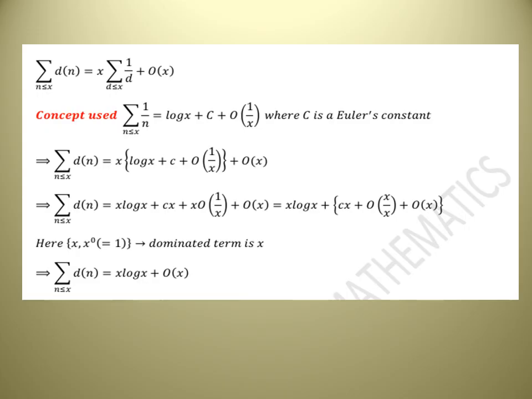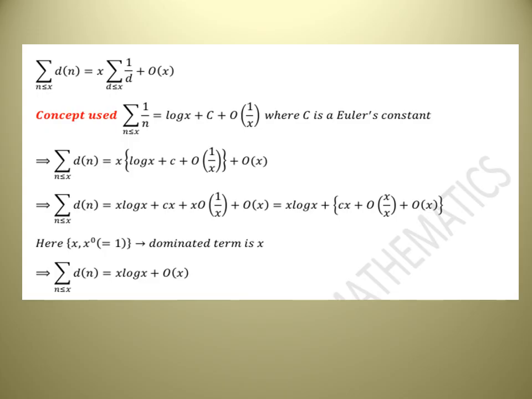Therefore, summation of d of n is equal to x times log x plus c plus big O of 1 by x, plus big O of x, and that implies summation of d of n, n less than or equal to x, is equal to x log x plus cx. We are multiplying x with the terms in the bracket. Therefore, we get x log x plus cx plus x into big O of 1 by x plus big O of x.